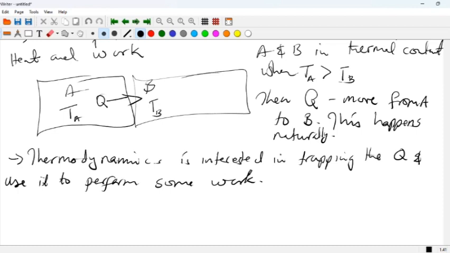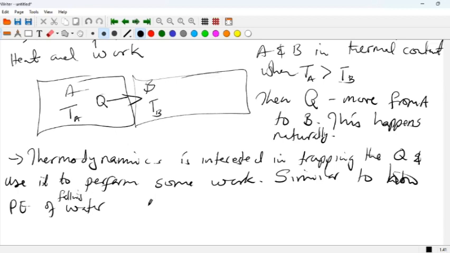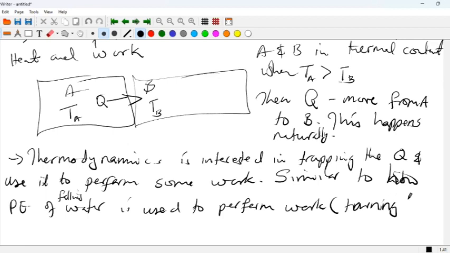This is similar to the way we use kinetic energy or potential energy of water to perform work. Very similar to how the potential energy of falling water is used to perform work, which is simply that you use it to turn the turbines at Kariba Dam.